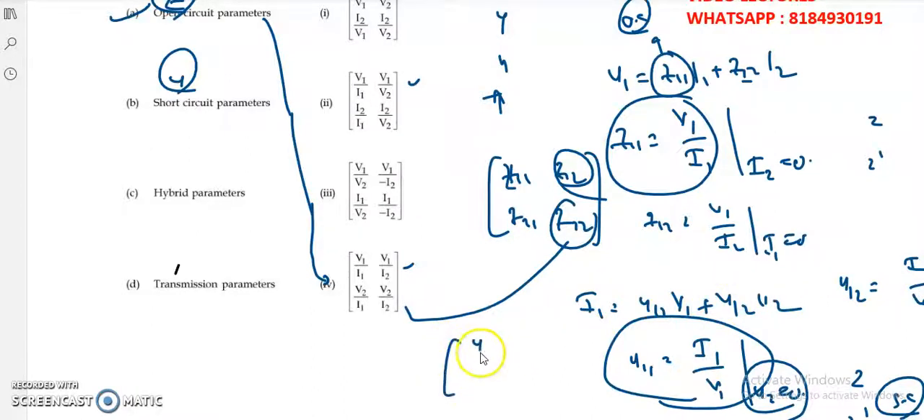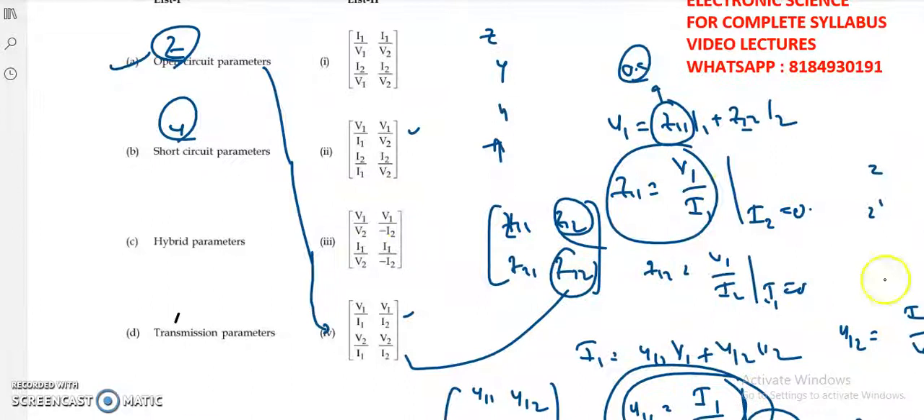Here the Y parameters matrix is Y11, Y12, Y21 and Y22. Y11 is I1 by V1, and see, I1 by V1 is only in one option. So the short circuit parameters are I1 by V1, I1 by V2, I2 by V1 and I2 by V2.